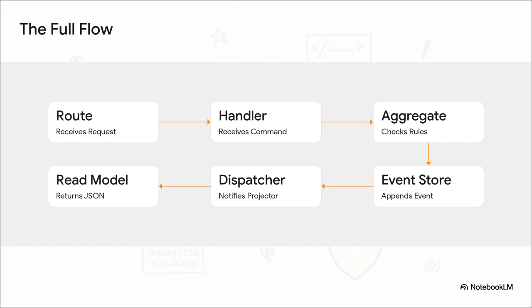Step 3. The handler loads the aggregate root by replaying history, and the aggregate checks the business rules. Step 4. The aggregate approves it, recording an event, which is then serialized and appended to the event store. Step 5. The dispatcher immediately notifies the projector of this brand new fact. And finally, Step 6. The projector updates the read model database, and our API instantly returns a fast JSON response to the user. It is a beautiful, clear, one-way data flow.